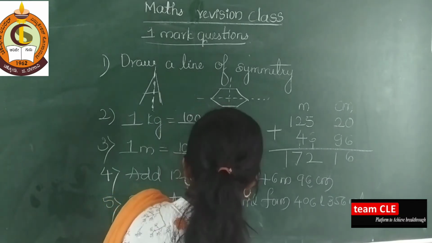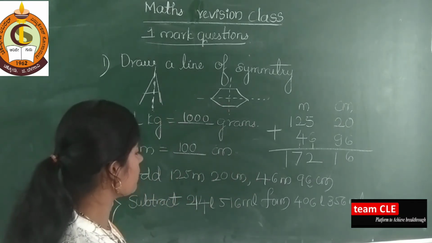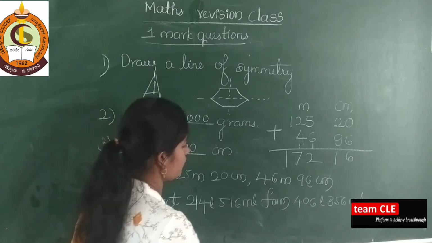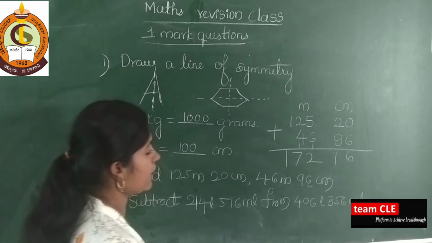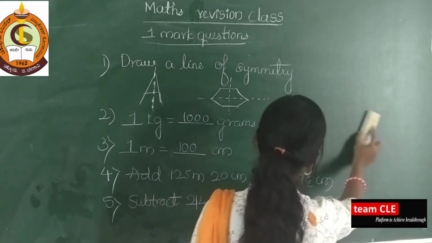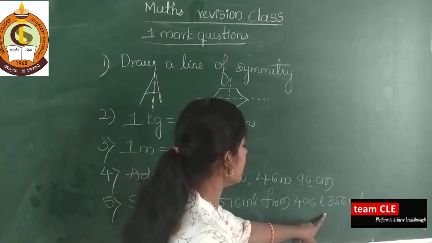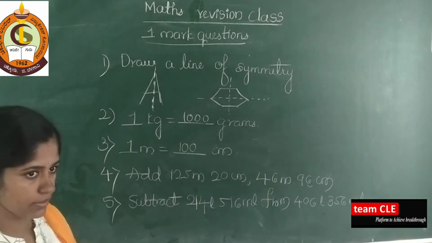Next, what is the question? Subtract 214 liter 516 ml from 406 liter 356 ml. See here students, wherever you get the word from, the second number you have to write first and the first number you have to write second.